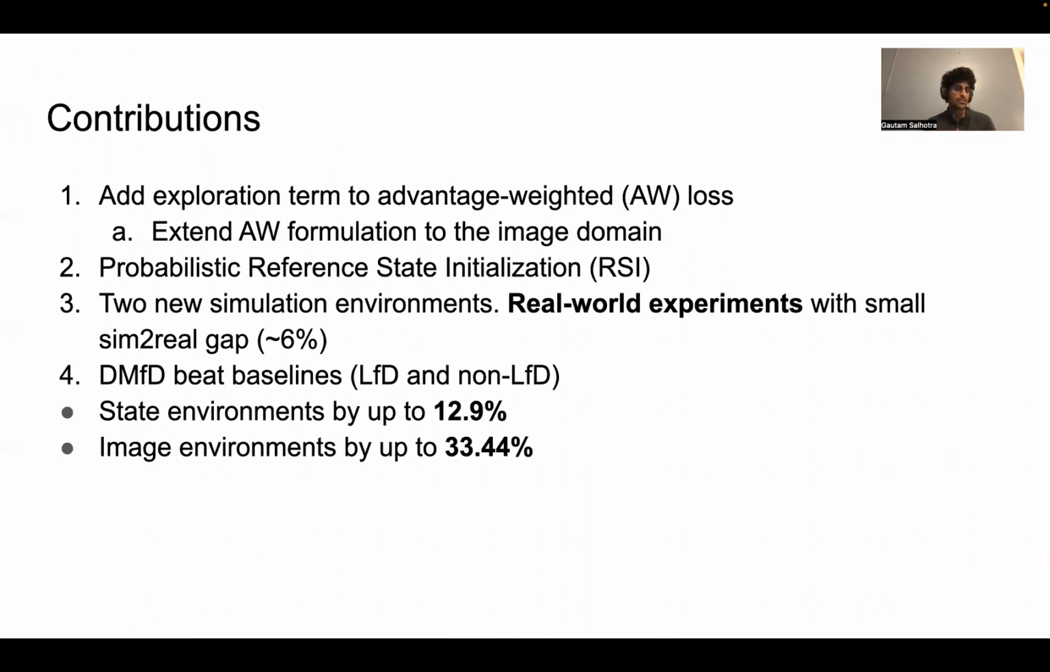We do this during experience collection, where instead of always resetting the agents to states seen by the expert, as is done in RSI, we invoke this concept probabilistically to promote exploration and learning in states that are difficult to reach. Third, we create 2 new simulation environments for cloth folding with 1 robot arm. We deploy DMfD on a real robot and observe that we have a minimal sim-to-real gap, indicating that it can work in real-world settings as well. And finally, DMfD outperforms LFD and non-LFD baselines on both the state and the image-based environments, and for both 1D and 2D deformables. Next, we discuss the results of the image-based environments.